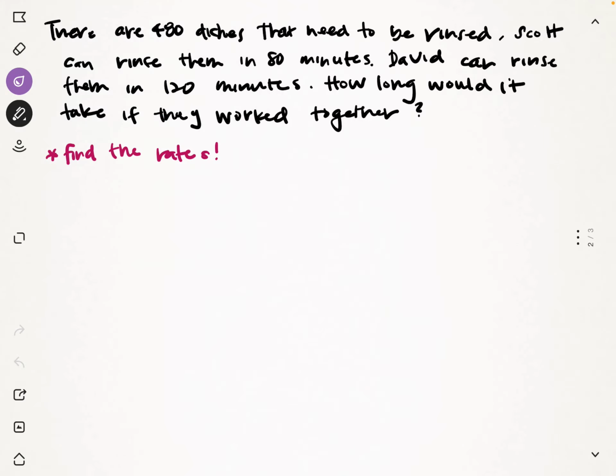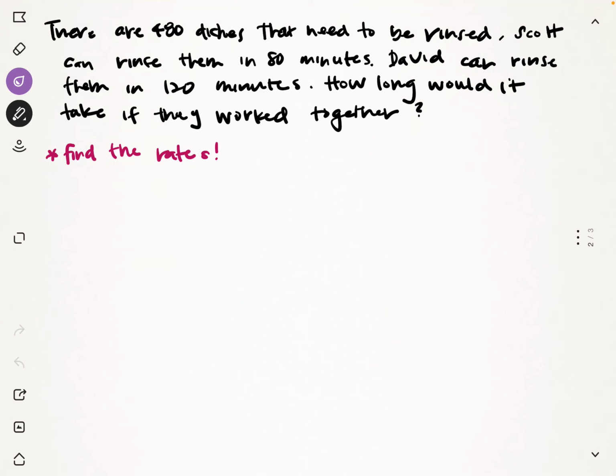So in this word problem, we're talking about dishes. So there are 480 dishes that need to be rinsed. Scott can rinse them in 80 minutes. David can rinse them in 120 minutes. How long would it take if they work together? So the key to these types of problems, we need to find the rates.